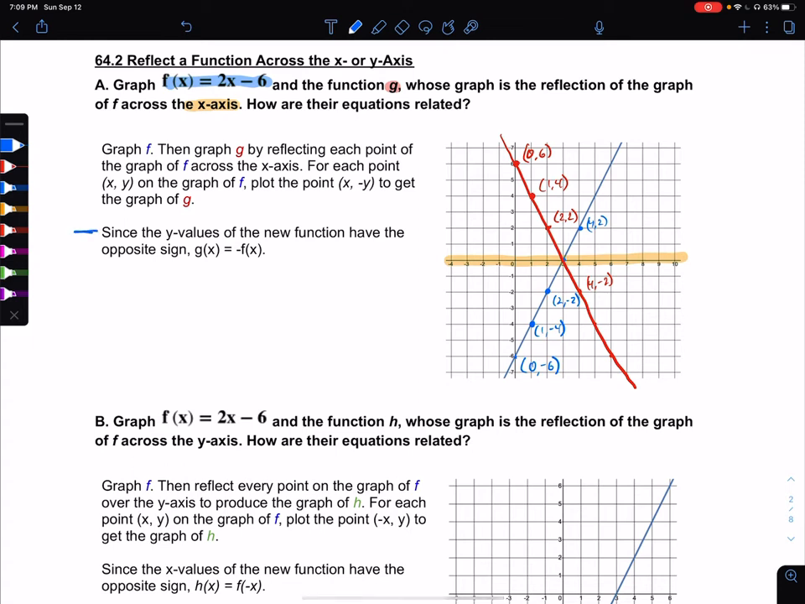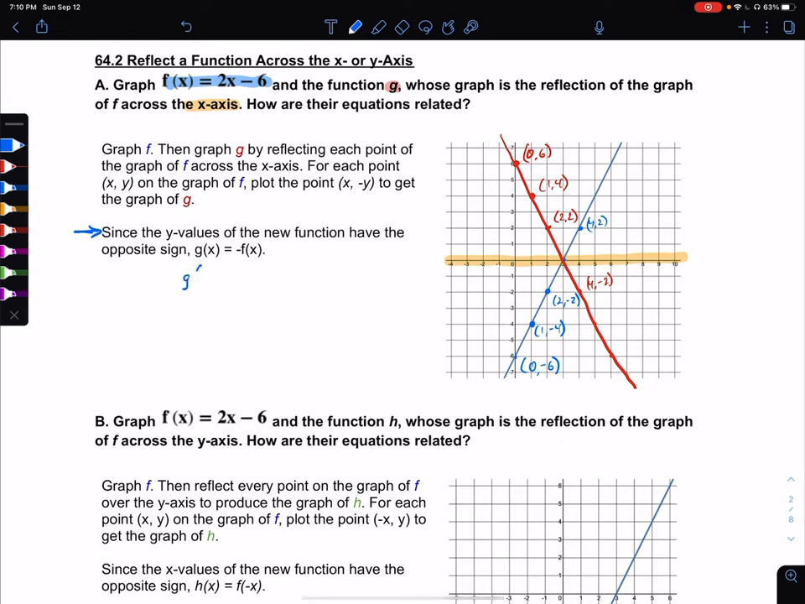So looking here, since the y values of the new function have the opposite sign, g of x is equal to negative f of x. So if we notice, everything was flipped, right? We had (0, negative 6). The y value became (0, positive 6). (1, negative 4) became (1, 4). (4, 2) became (4, negative 2). So by reflecting across the x-axis, all of our y values changed. So the entire function, in this case f of x, we're taking the negative version of that function.